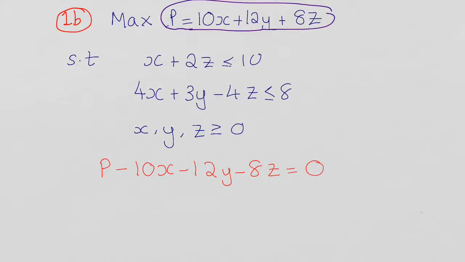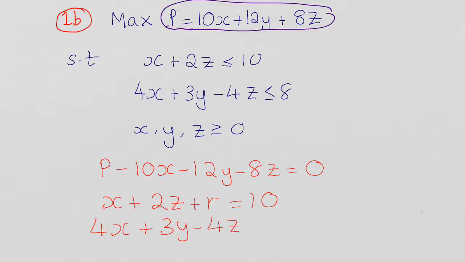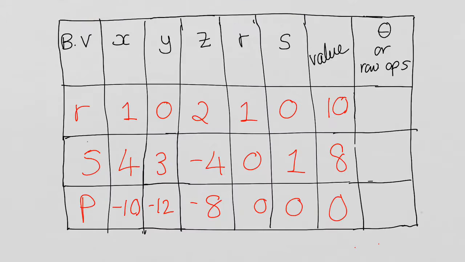Our constraints, we're going to have to introduce a slack variable to both of these because they are less than or equal to. So to make them equations, we need a variable to take up that slack. So let's use R and S. Right, I'll put those into a tableau. Not the neatest one, I know.